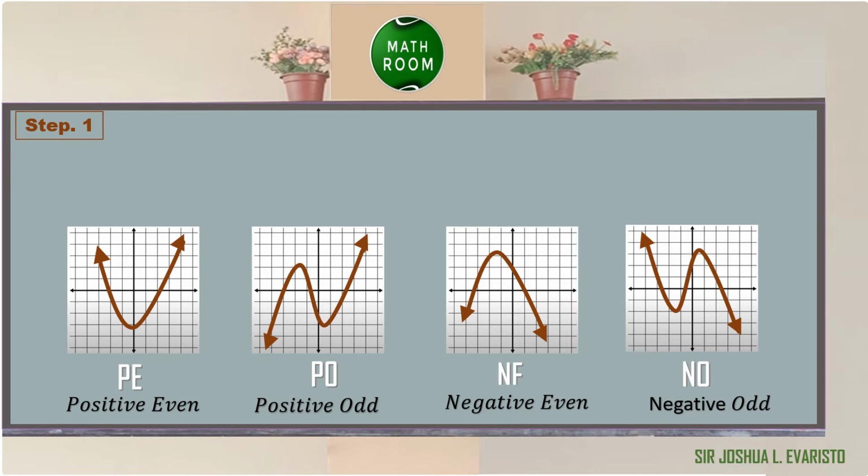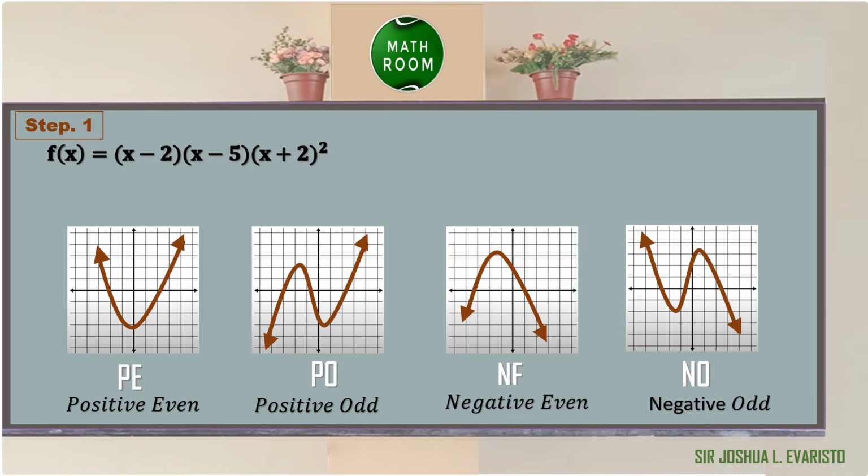Let's have another example. We're going to graph the polynomial function f(x) = (x - 2)(x - 5)(x + 2)^2. But before that, we're going to find the end behavior of the graph using the leading coefficient test.